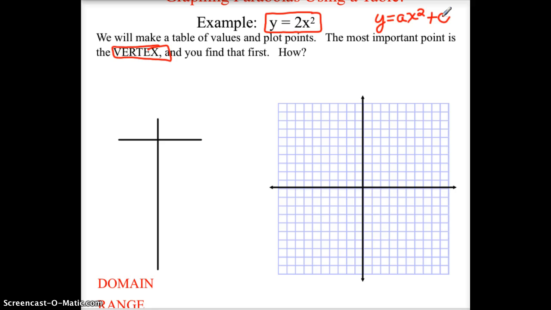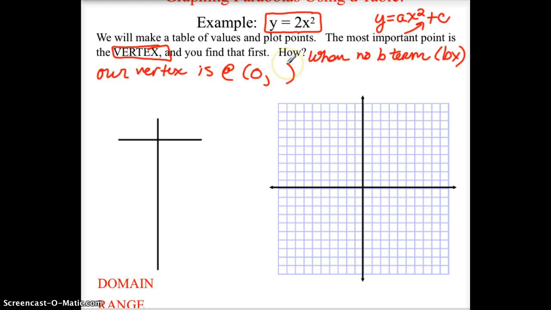So for today, our vertex, when there's no b term, and by b term I mean that middle one, that one that's in front of x, when that's missing, our vertex is at 0, comma something. And we're going to add a little bit to that sentence in just a minute.